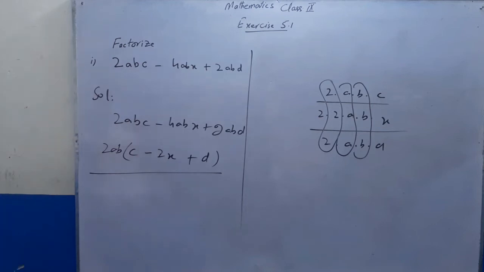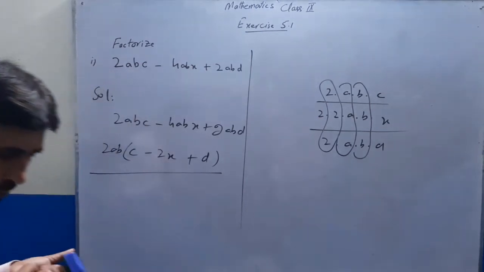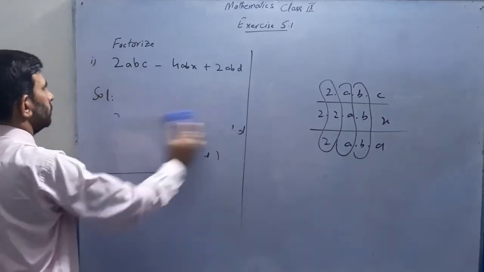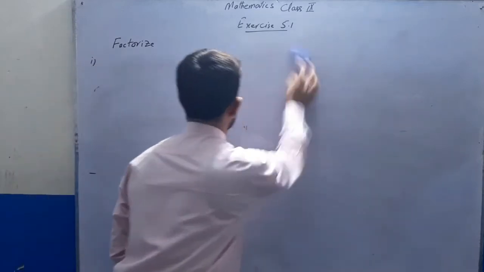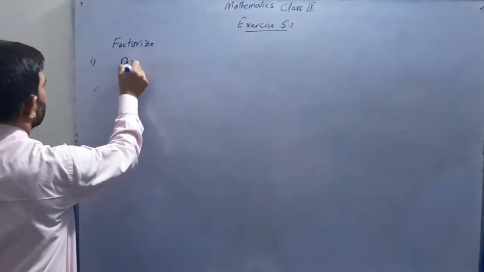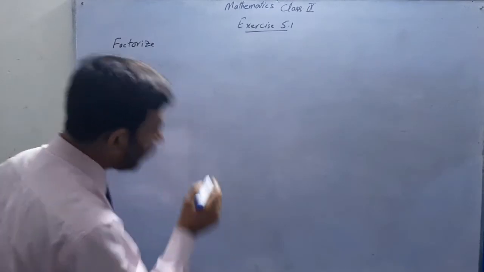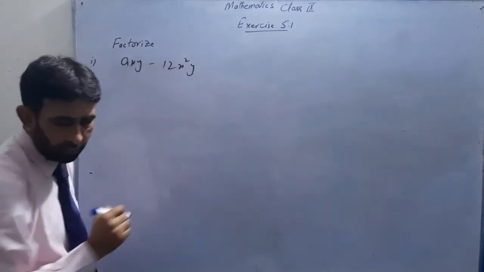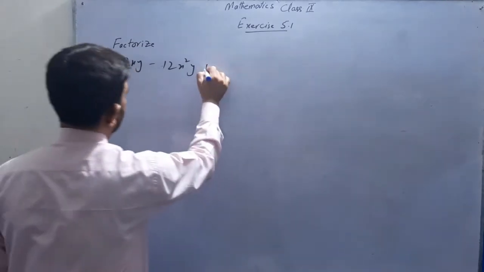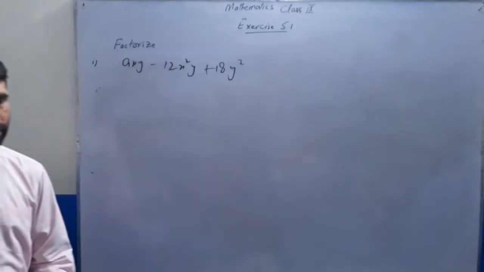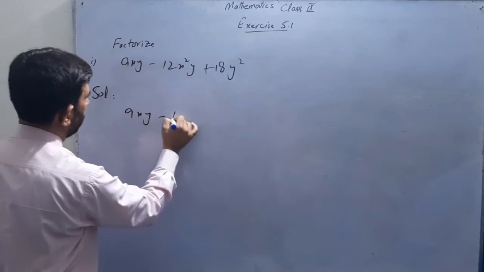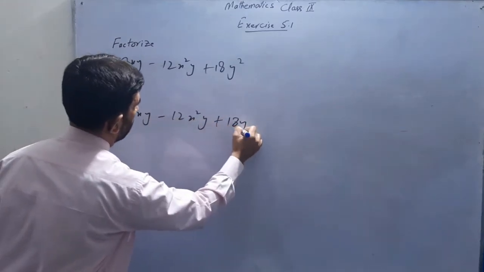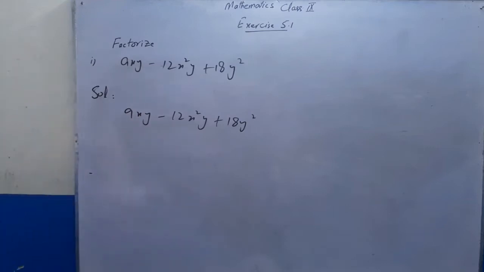In this part, simply you have to take common. Now look at part number 2. It's 9xy minus 12x square y plus 18y square. In this part there are 3 terms as well. Write their solution, and now question will be written same. 3 terms are over here.